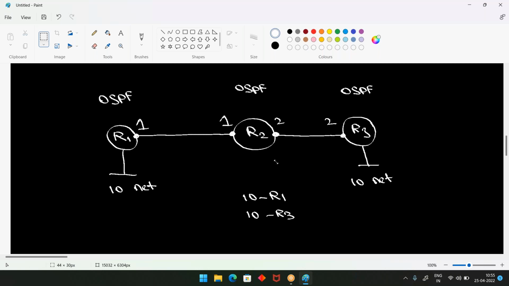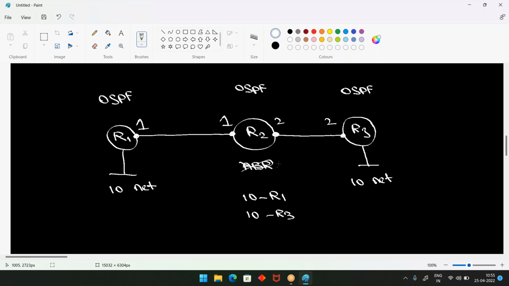Now tell me, in this R2 router, is there any interface that belongs to area 0? No. In this R2 router there is no interface belonging to area 0. So this R2 router will not become an ABR router. It won't become an ABR router.